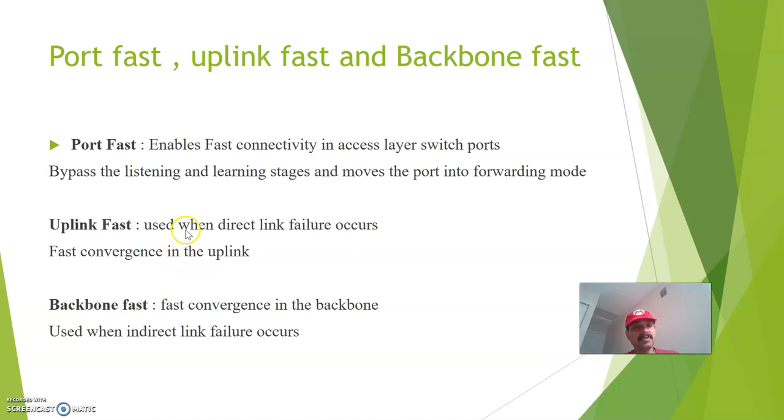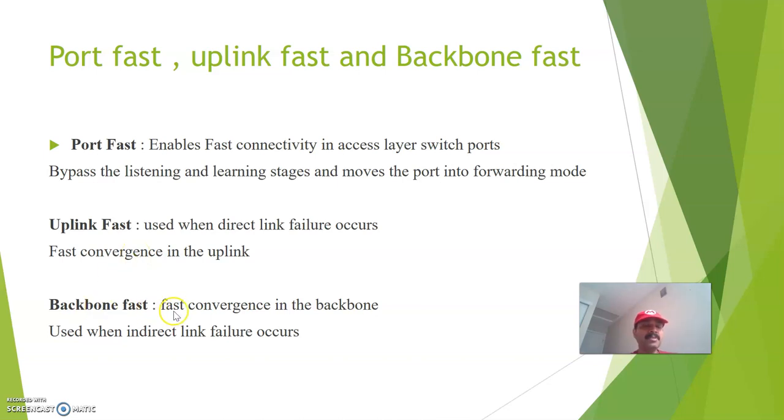So what is uplink fast? It is used when a direct link failure occurs. It is used for fast convergence in the uplink. Assume there is an access layer switch. It has two uplinks to the distribution layer. So when an existing uplink fails, automatically the traffic will be forwarded via another uplink. So that is the purpose of uplink fast. It is for a quick convergence in the uplink.